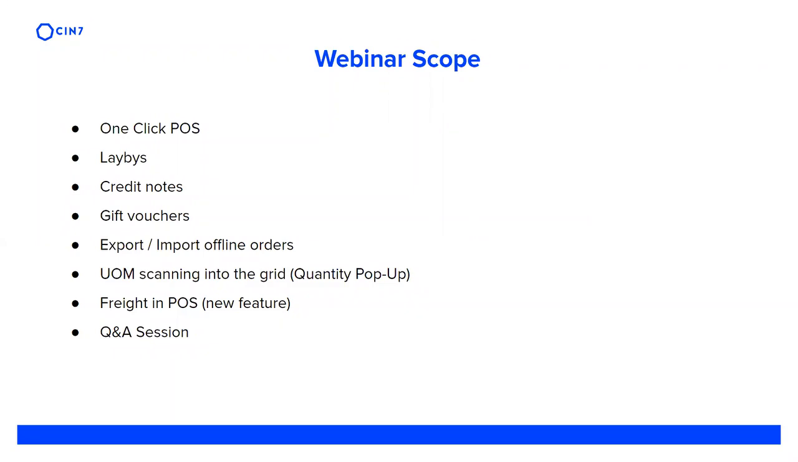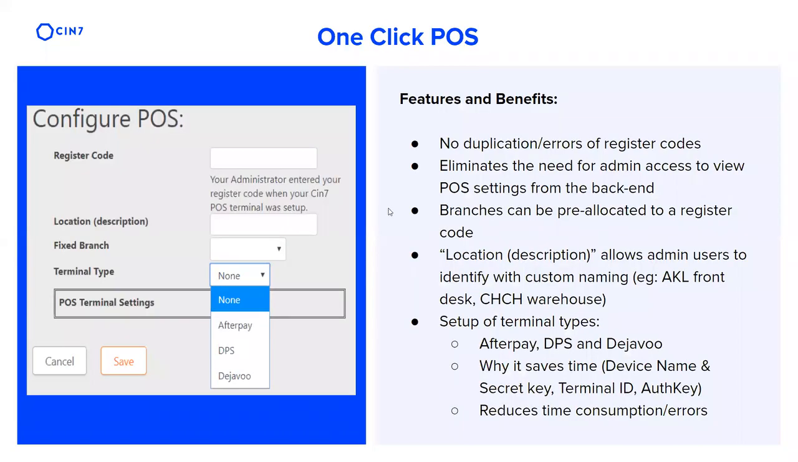Then we will cover two important features that we have recently released. You can now disable the quantity popper for UOM in Cin7 POS, and plus you can use freight in POS as well, which will help you to dispatch online orders from point of sale. Our first topic for today is one-click POS.